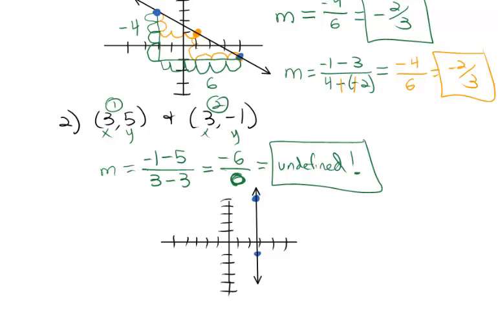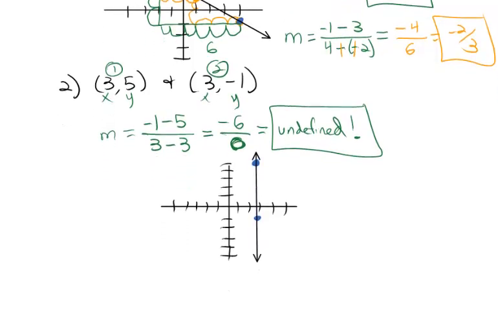You'll notice that that is a straight line up and down. We're going to pretend that's right through 3. If we think of slope as a measure of steepness, and we were to try and climb this, our little man trying to climb it would actually fall down. He can't climb it. It's too steep. It's undefined. It's too steep to measure. A vertical line has no slope.